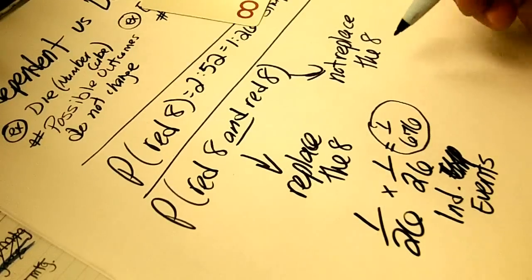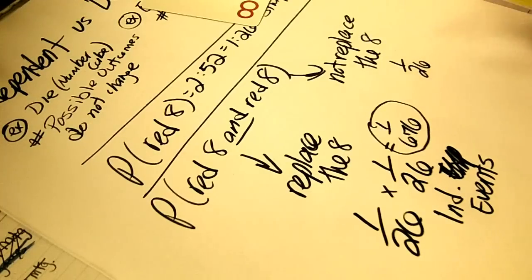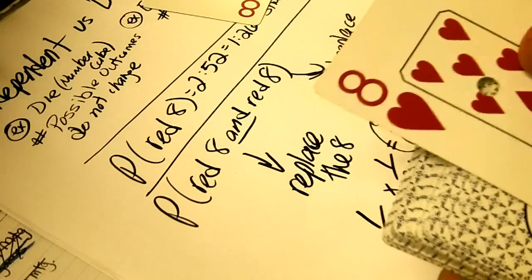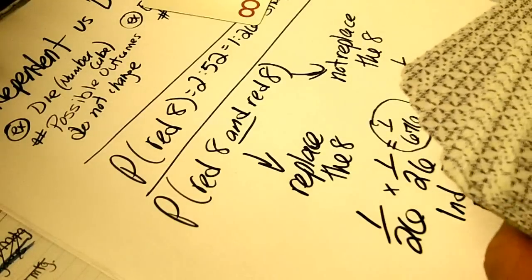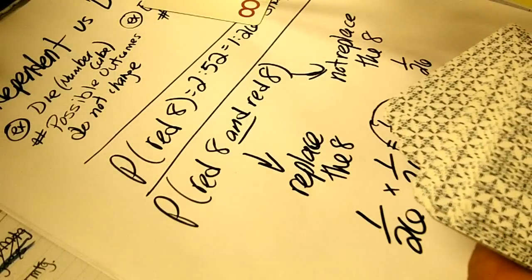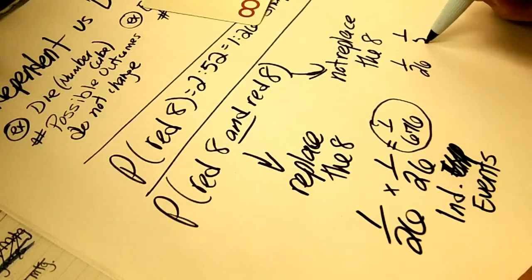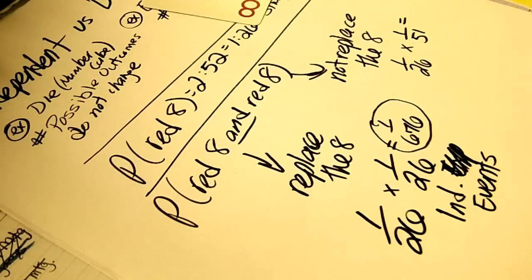If the first time I pick it, it's 1 out of 26, the second time I pick it, it's going to have to be a different ratio because I have 1 red 8 and I have only 51 cards here now because I took out one of my cards. There it is right there. Can you see it? So my next value is vastly different. And when I multiply these two values together, I get something a lot different.